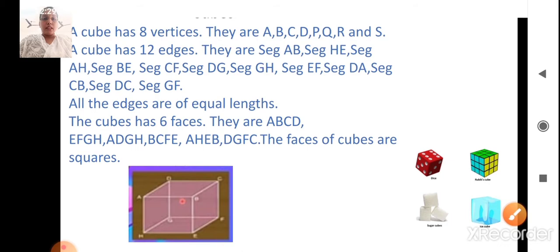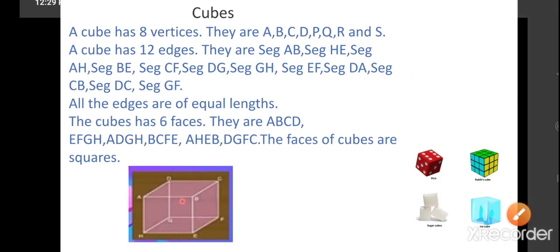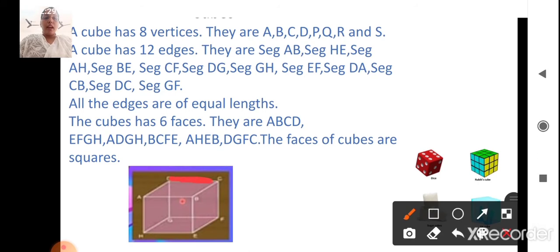This is DC. This is AB. And the last one is GF, sorry. Let me mark GF for you. This one is G and this one is F. So in all there are 12 edges in a cube.